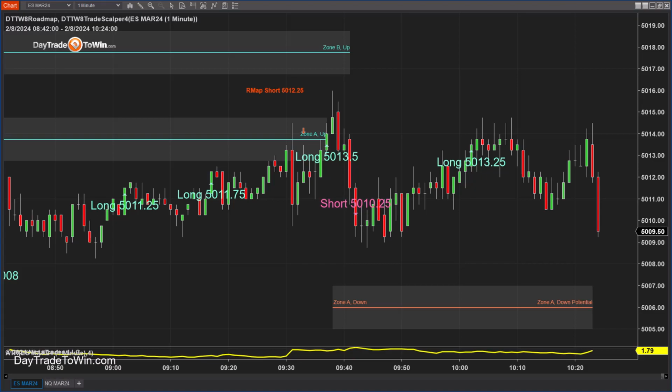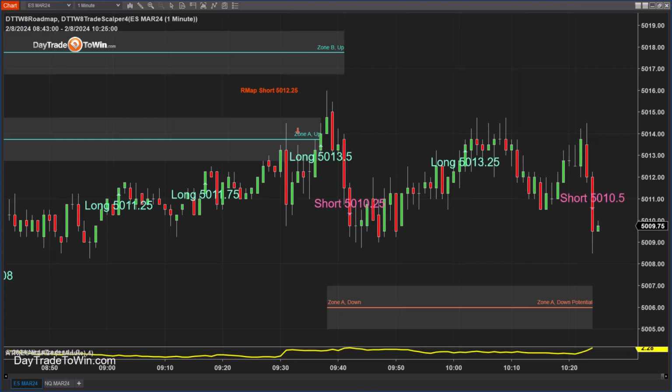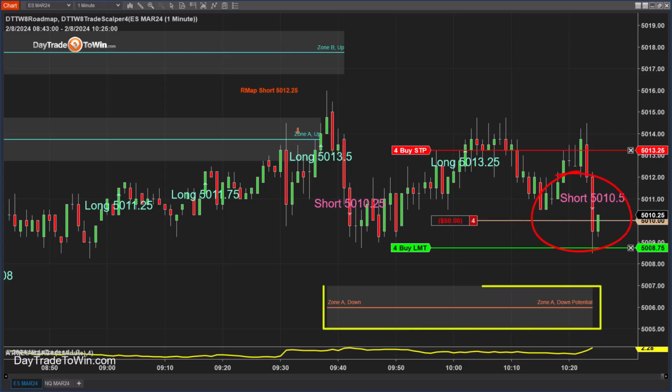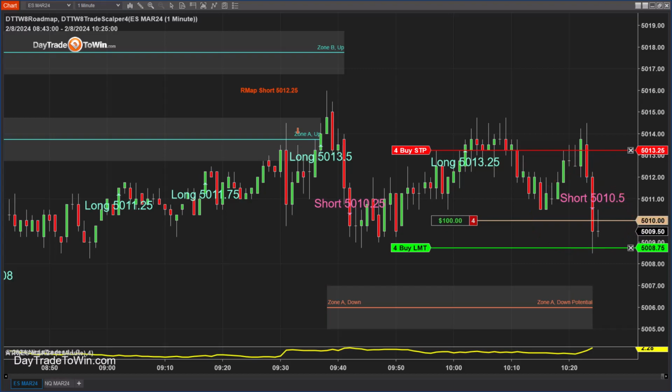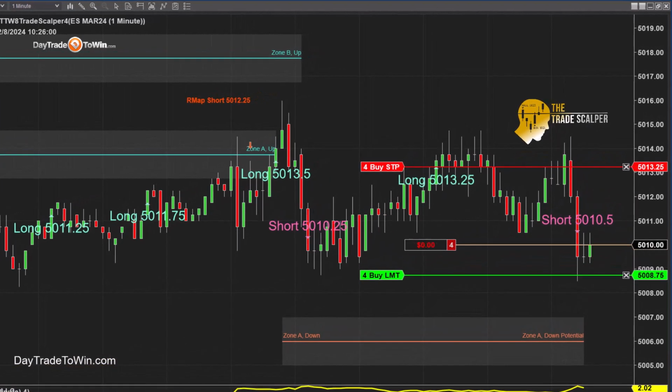I'm going to show you the signals, the trades for today on the Trade Scalper as well as the roadmap that you're seeing there. There's a great trade right now, short 5,010.50. This is the Trade Scalper, and we're going to go over a few other signals, explain to you how we use the software.